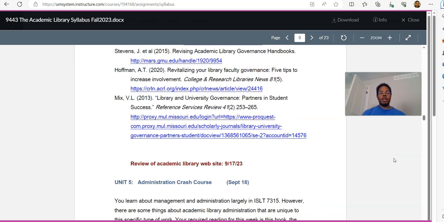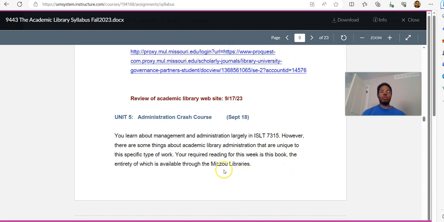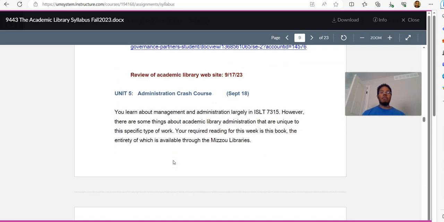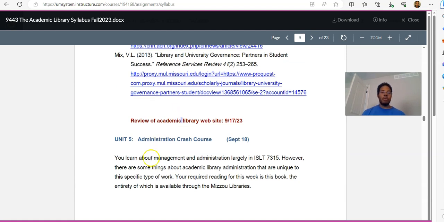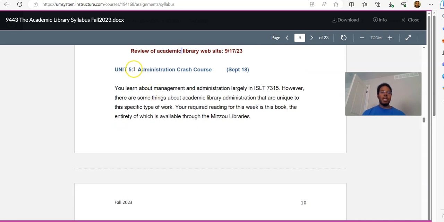Required readings for the governance unit, you will see there. Again, these links, if they are out of date, then go to the links in the modules. You'll see them there, and you'll be able to access those links, and they will be up to date. The assignments for the review of the website will be there, due on September the 17th. Unit 5 starts on September the 18th.